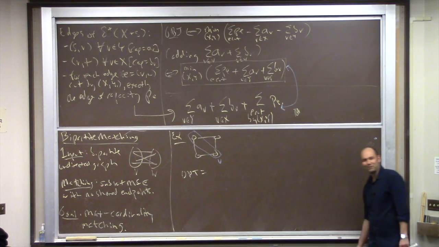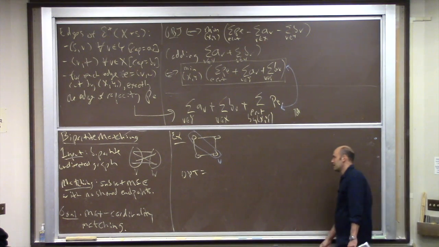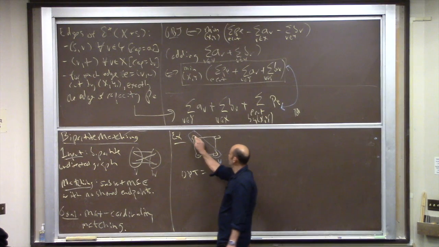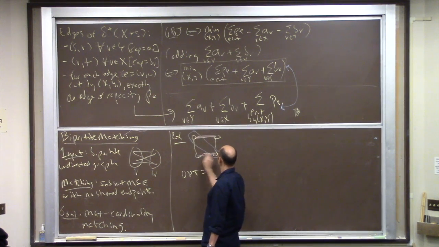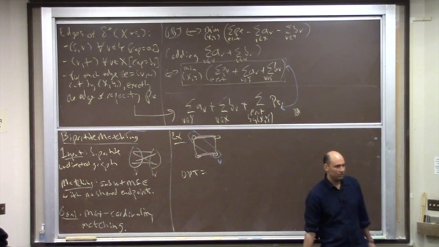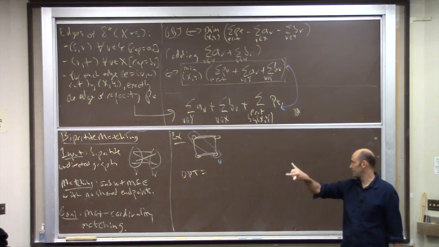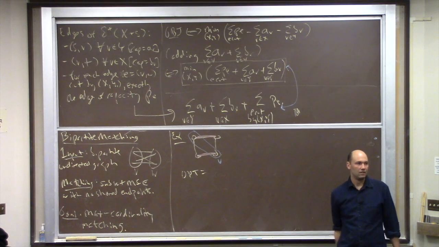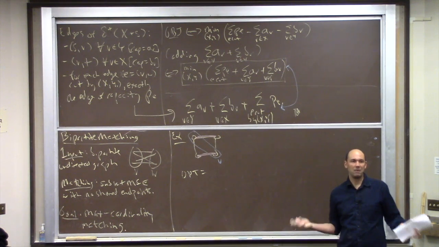Not a trick question. So it's 2, right? For example, that's a matching, no shared endpoints, has size 2. There's another maximum matching where I take the left edge and the right edge. And everybody can only be paired up once.